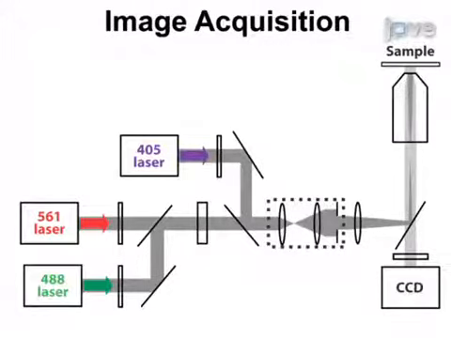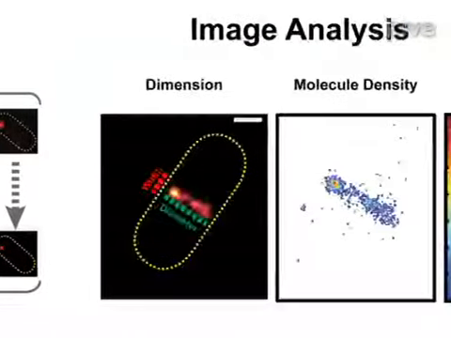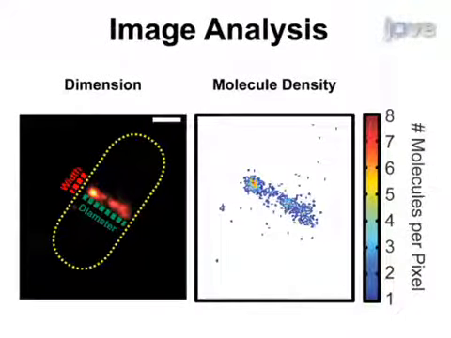molecule locations. The resulting movies are computationally analyzed to extract the molecule positions with nanometer accuracy and superimpose them to generate a super-resolution image. This image can then be analyzed by a variety of quantitative measurements that describe the structure of interest, including its dimensions and molecule density.